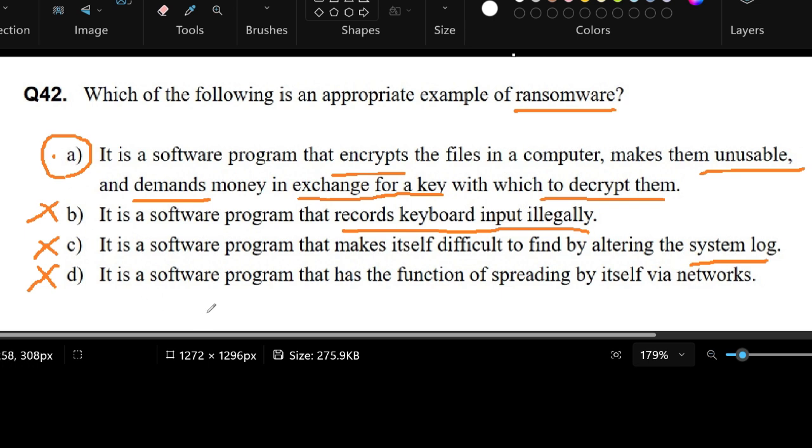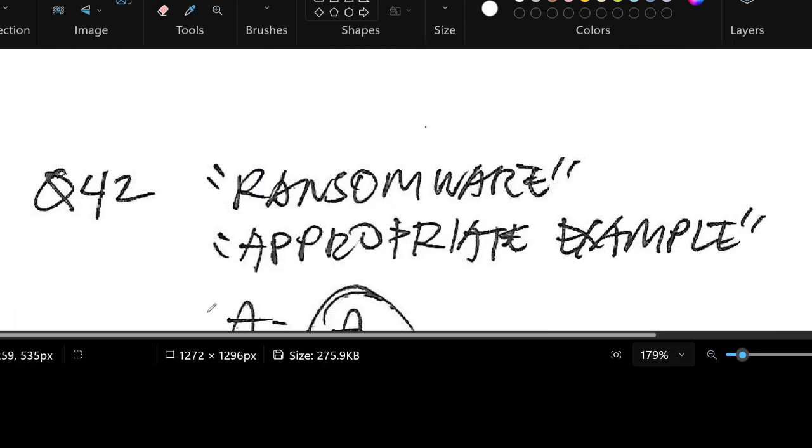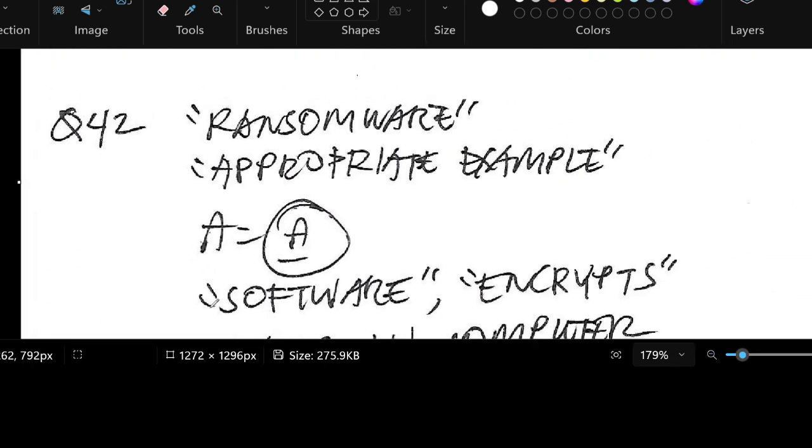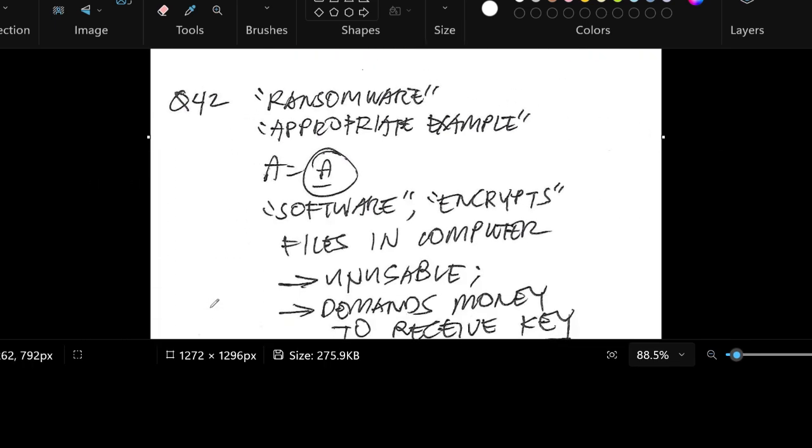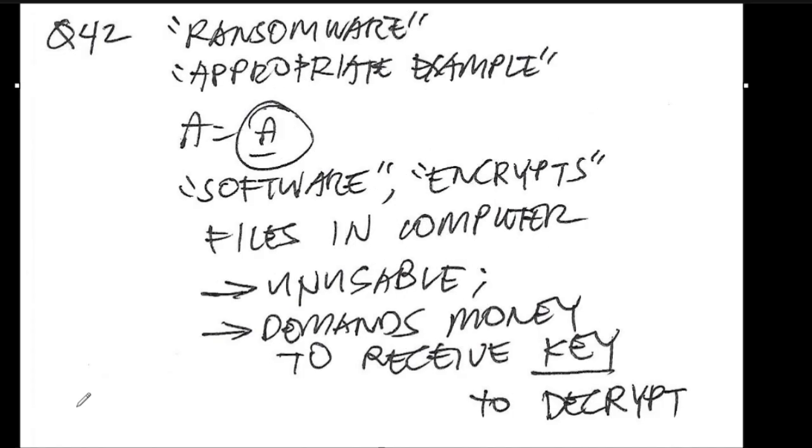Okay, so next, is there anything else that we can add here? Let's look at my notes. Okay, so again, ransomware encrypts files in the computer, making them unusable, demands money, and then you receive the key, and therefore the correct answer is letter A.